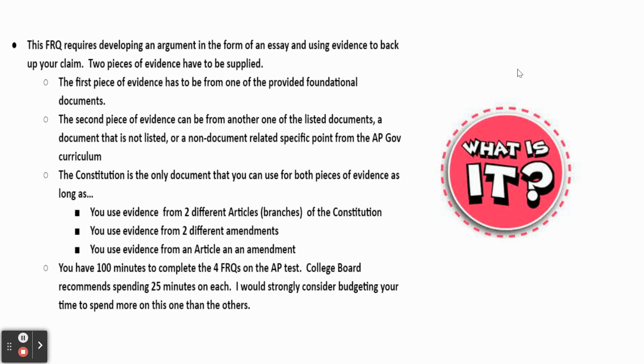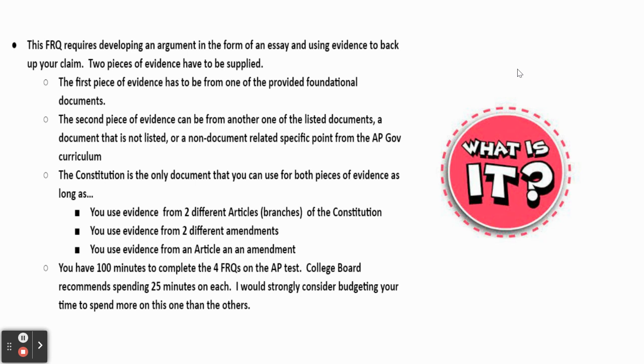You're always going to be required to supply two pieces of evidence to support your side of an answer. The first piece of evidence should always be from one of the provided foundational documents the question asks you to provide. And then the second piece of evidence can either be from another one of the listed documents, a document that is not listed, or something else that's not document related, but is a pretty specific point from AP Gov. So it's an opinionated question that you're going to have to answer using basically two pieces of evidence to support your side of the answer.